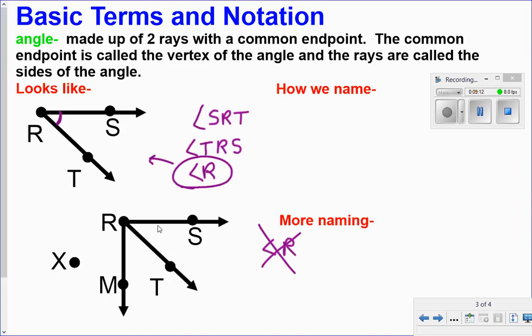There is an angle here, there's another angle here, and then there's a larger angle here. So it's very unclear, if I just call it angle R, which angle R am I referring to? In that particular instance, you have to use 3 letters to name the angles. So let's focus on the first angle that I highlighted here. If I were naming this angle, I would name it SRT.